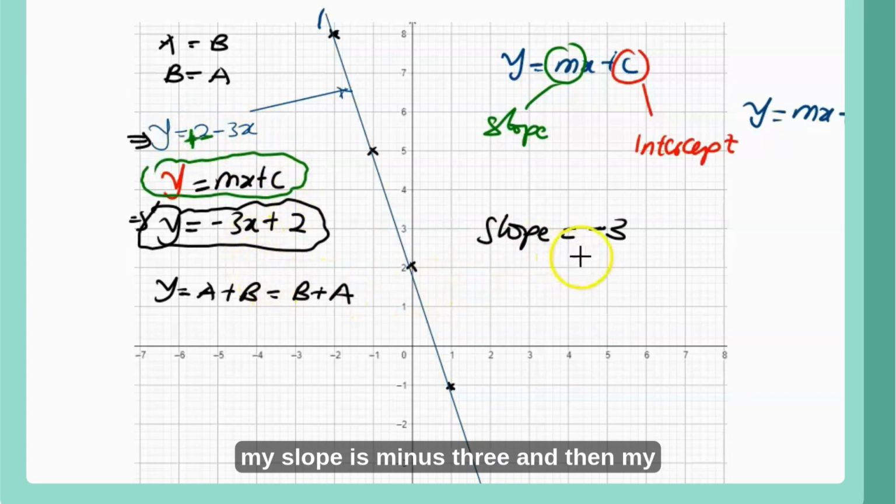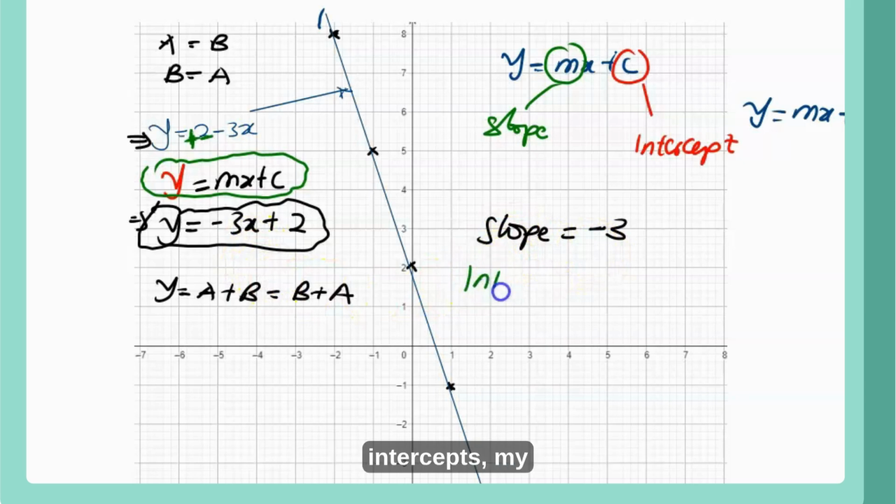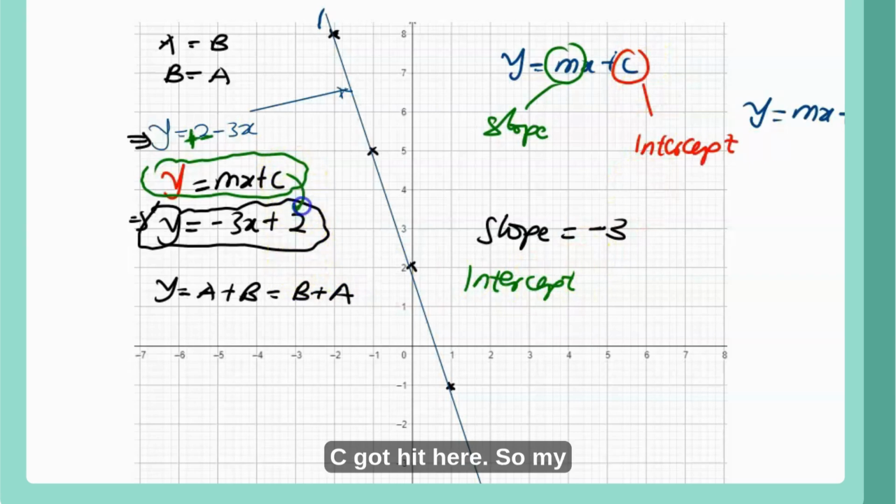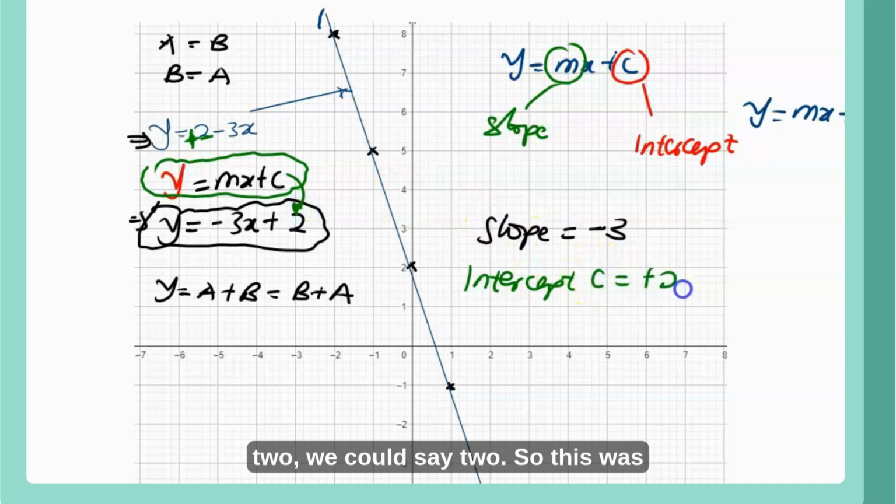So my slope is minus 3, and my intercept, comparing this to c, look at it here, my intercept c is equal to plus 2. We could say 2. So this is what we just did.